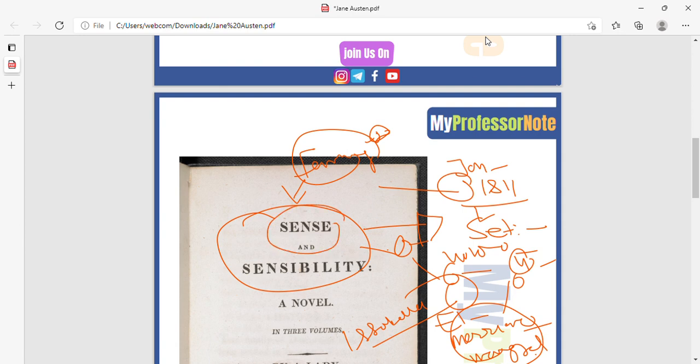Now, Sense represents Elinor, one of the characters, and Sensibility represents Marianne, because of the qualities she is given. She very easily gets hurt if someone says something to her. She takes everything to heart. And Elinor, she has sense. She doesn't let the outside world hurt her. She always goes with her intellect, not with her feelings. But in the case of Marianne, she always goes with her senses, with her sensibilities.